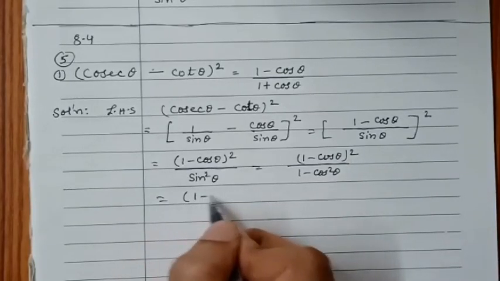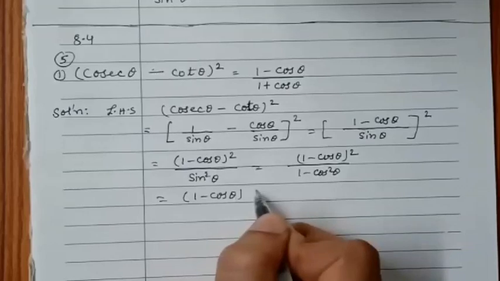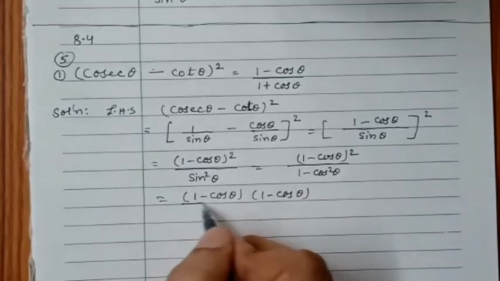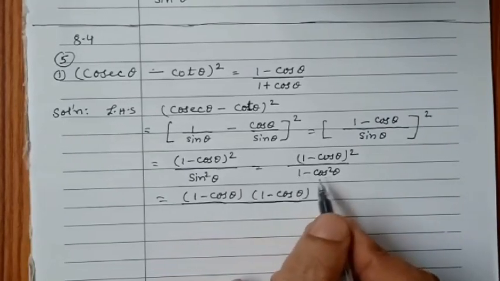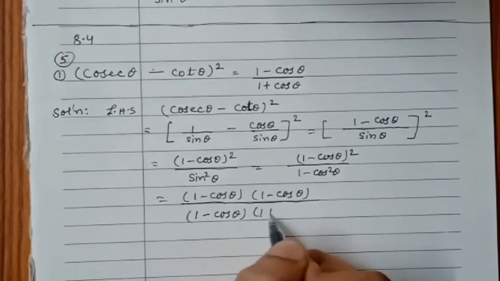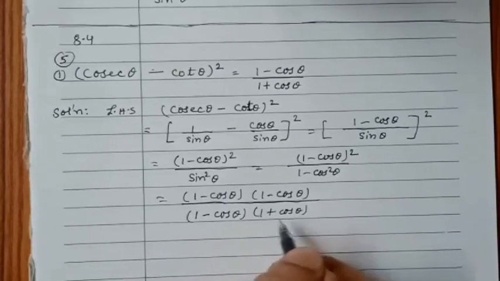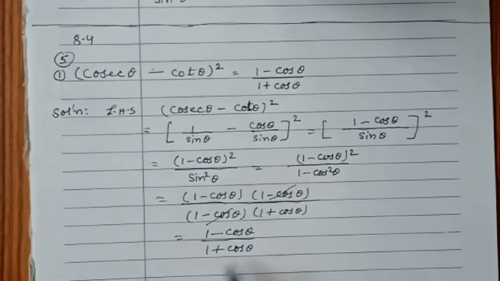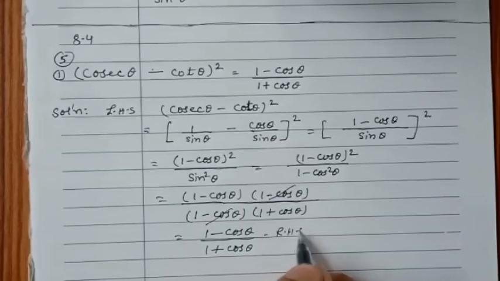It means 1 minus cos theta whole square you have to write as 1 minus cos theta into 1 minus cos theta, divided by 1 minus cos square theta, so I can write 1 minus cos theta into 1 plus cos theta by the formula a square minus b square equal to a plus b, a minus b. So this term and this term cut. So what will be the answer? 1 minus cos theta upon 1 plus cos theta. This is RHS.